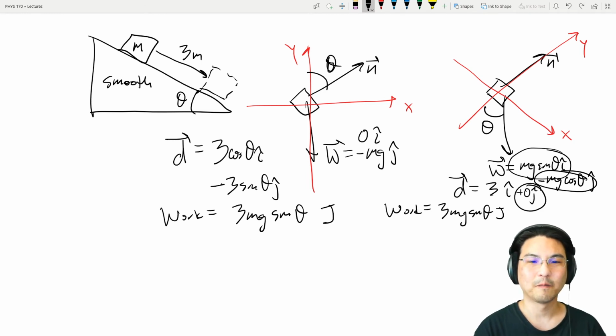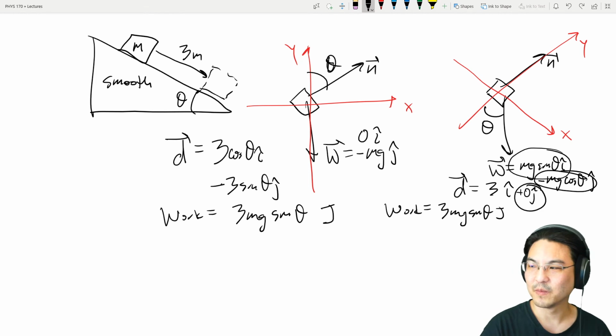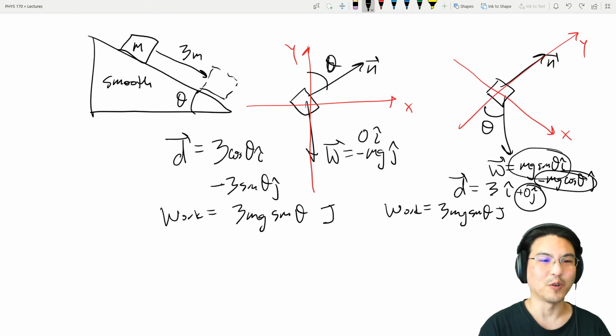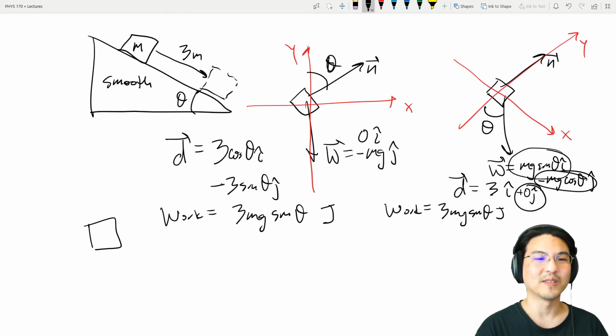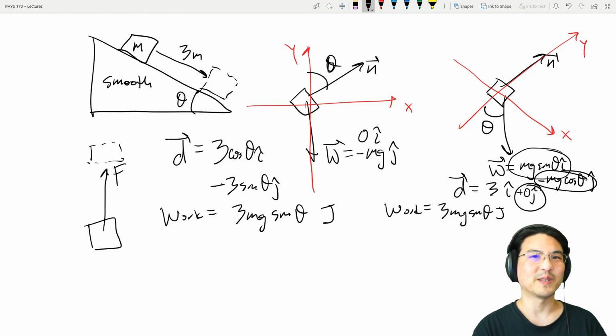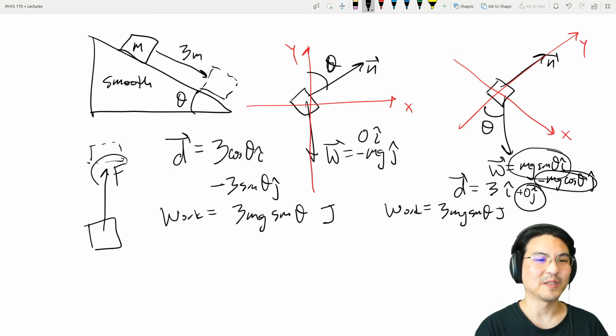And then if you think of it maybe simpler, like just vertically, if you had a block and you, let's say you apply a force this way, and then the block moves up, right? Then are you doing positive work or negative work? The force is going up, the displacement is going up, you take the dot product, it's positive.